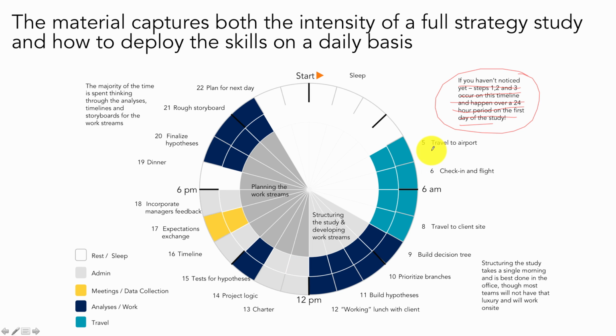I've shown you that typically from 4 to 6 a.m., you're getting up, getting into the airport, and flying. You arrive there, you then get into a car, and you are traveling to the client site and setting up, right? From 8 to 9, you build your decision tree. From 9 to 10, you're prioritizing your branches. From 10 to 11, you're building your hypotheses. From 11 to 12, you're building your hypotheses. From 12 to 1, you have a working lunch with the client.